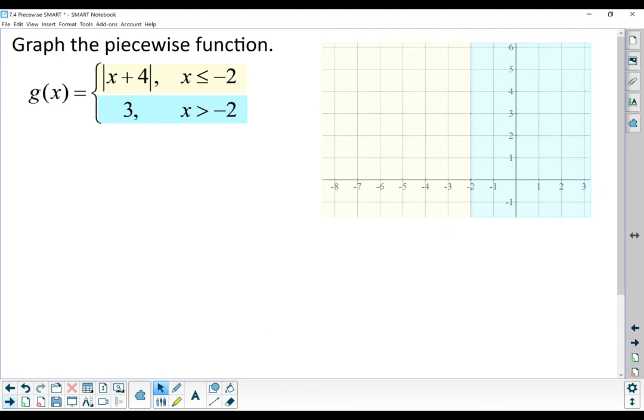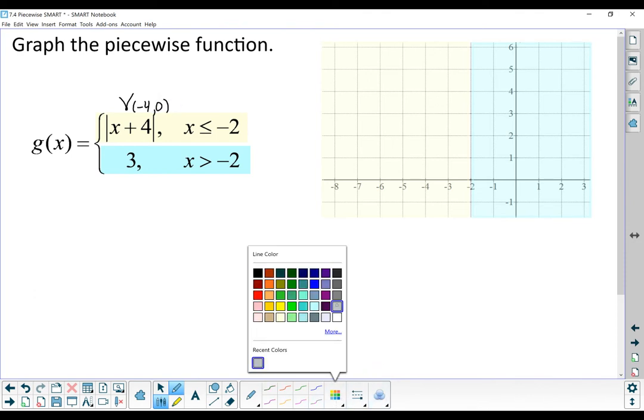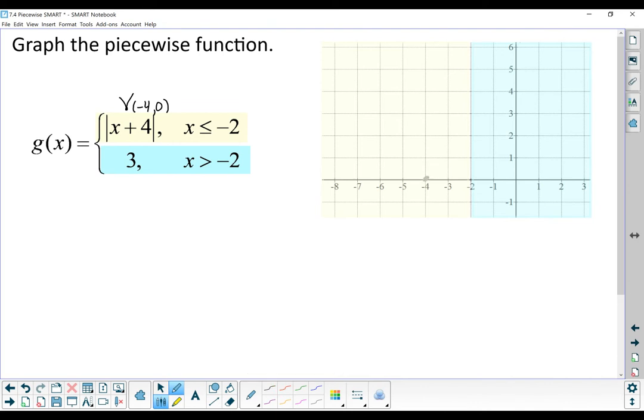All right, let's try another one. g of x also has two pieces. The boundary here is happening at -2. So the function looks like an absolute value or a V shape for x's that are less than or equal to -2. So this is going to be a V shape. The vertex of this graph is going to be at -4, 0. So if I think about what that is going to look like, my vertex is right here.